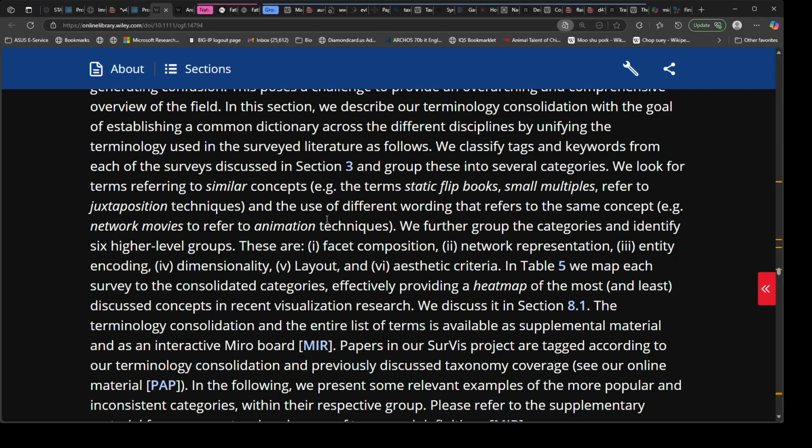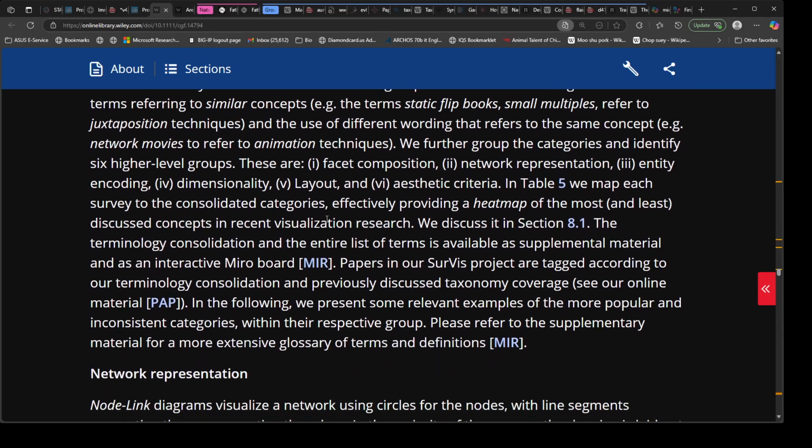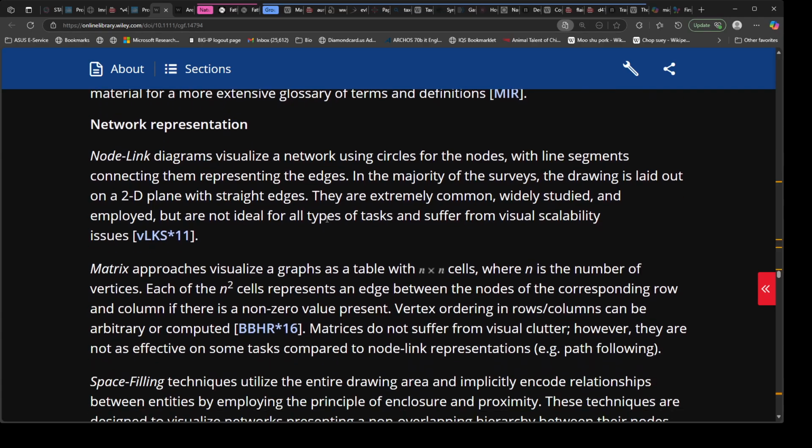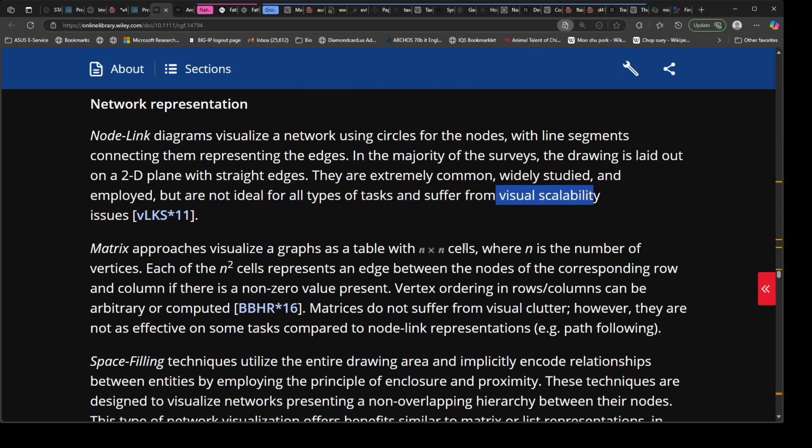Network representation. Node link diagrams visualize a network using circles for the nodes, with line segments connecting them representing the edges. In the majority of the surveys, the drawing is laid out on a 2D plane with straight edges. They are extremely common, widely studied, and employed, but are not ideal for all types of tasks and suffer from visual scalability issues. VLKS 11.